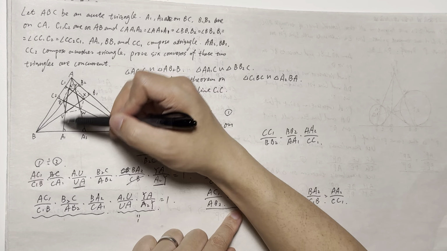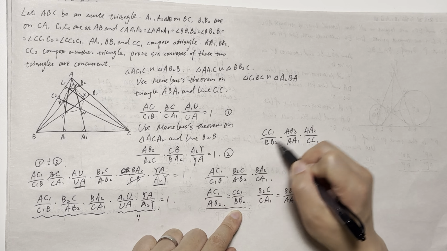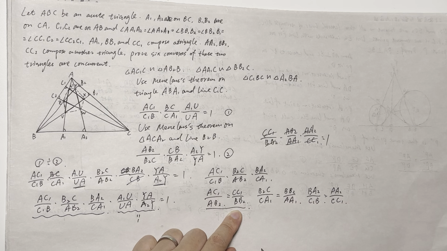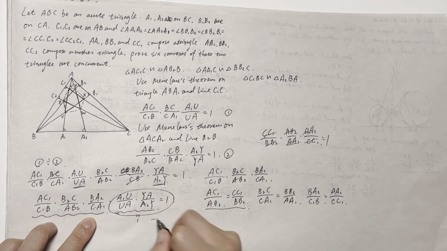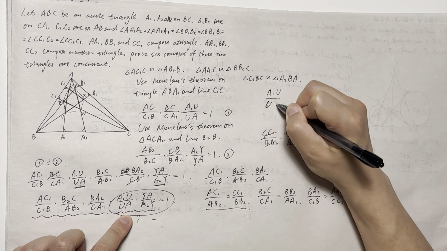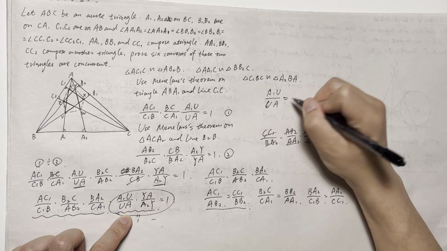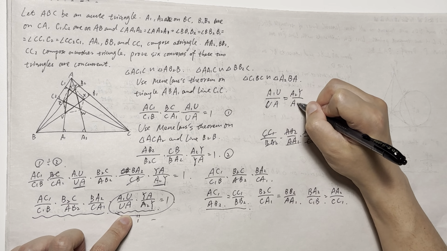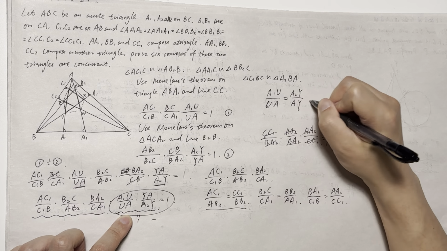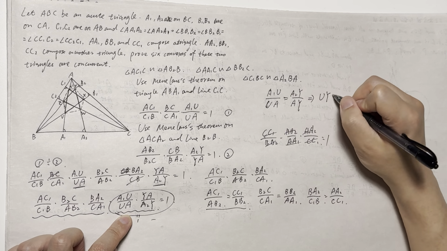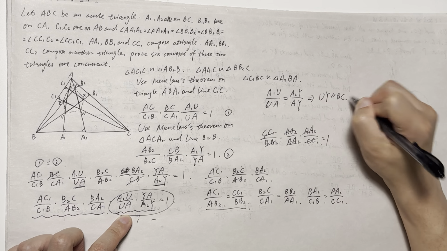AA2 equals AA1. And all other parts can cancel each other, which means the product of these three terms is 1. And which means here, A1U divided by UA equals A2Y divided by AY, which means UY is parallel with BC.